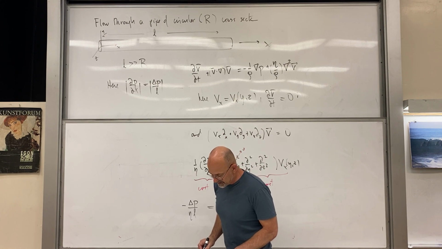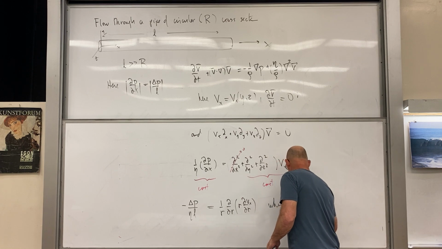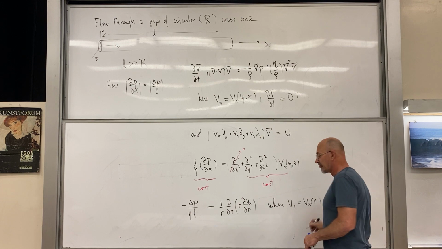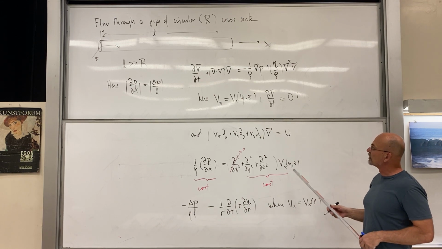Good. Does that need any more? Ah, yes. Where vx equals vx of r, just by the symmetry of us having a circular cross section.